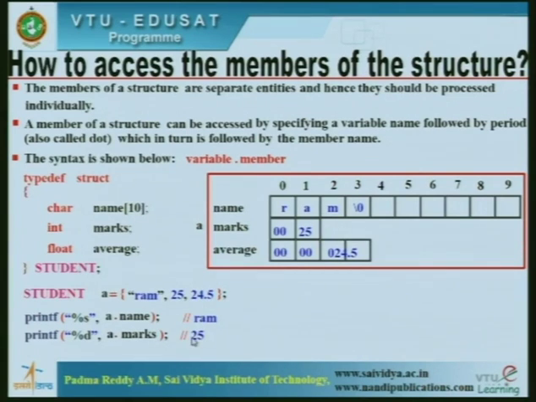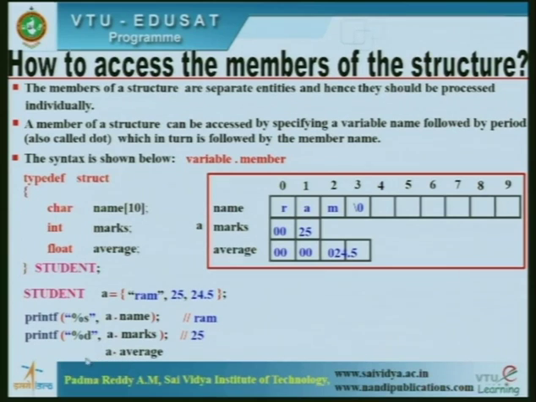Output will be 25. Similarly, to display average, what is average? 24.5. And to display this average, first of all, we have to access this data. How to access this data? Using the variable A and using the data member average. So here I write A dot what? Average.